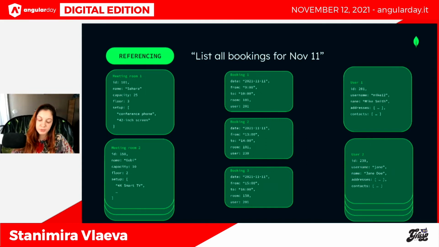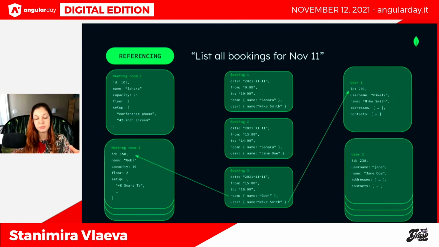But we might have a problem with referencing, because when I execute this query, list all bookings, first I'm grabbing all the booking documents, and then because I also want to display some information about the room and about the user, not their IDs, I have to grab the ID and find the corresponding room document and get the necessary information out of it. Then I have to do the same for the user. And then I'm gonna have to repeat that for all the booking documents that I have.